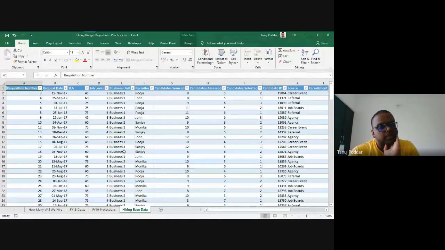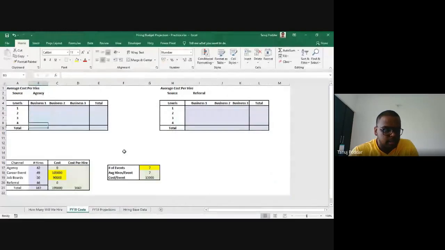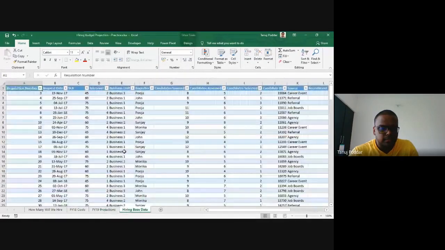So the first thing we can look at, which is very simple and straightforward, and which we need to fill in, is the number of hires. Out of the total hires that happened last year, against each of the sources, how many came in through those channels. So that is the first thing that we'll do.